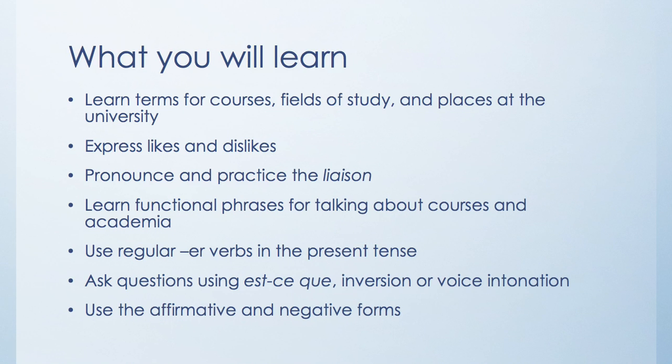This is what you will learn this week. Learn terms for courses, fields of study and places at the university. So it will be all about university. Express likes and dislikes. J'aime, je n'aime pas, je déteste, j'adore. Pronounce and practice the liaison, like vous avez, vous êtes, etc. Learn functional phrases for talking about courses and academia.